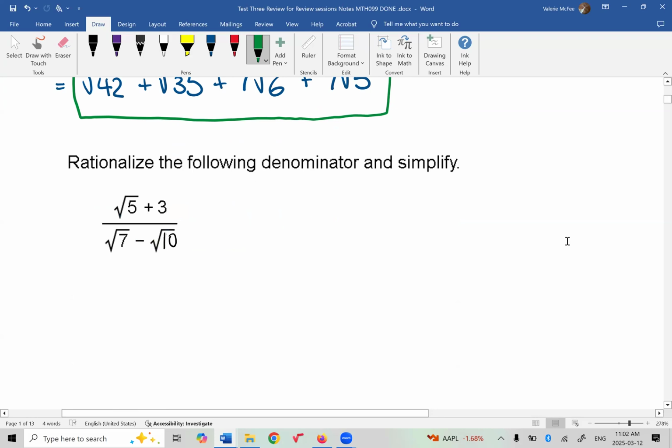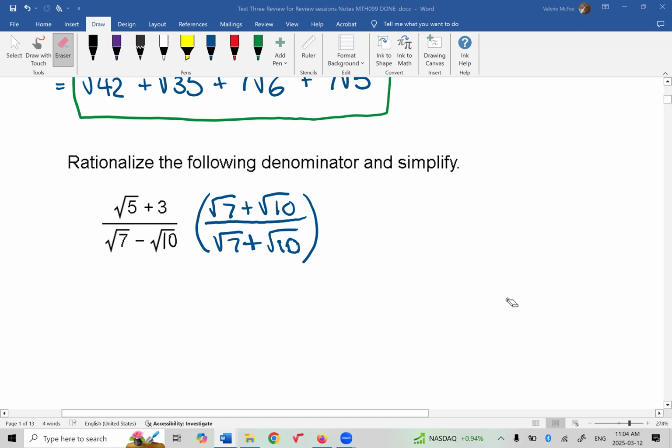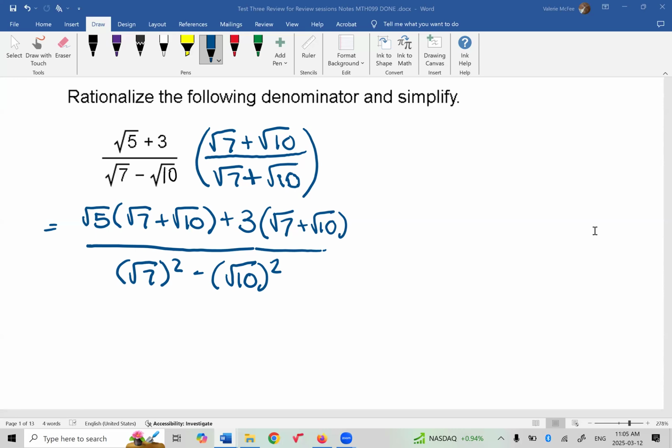Another question of rationalizing the denominator. If you haven't done this question already, you should pause the video and get it completed. Multiplying by the conjugate again. Opening the brackets using our formula a squared minus b squared in the denominator.